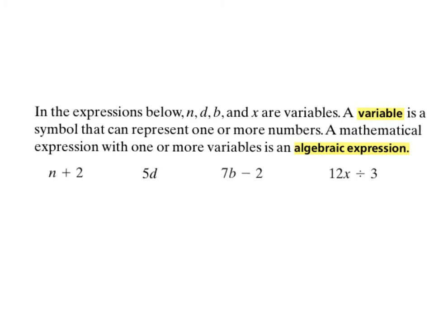In the expressions below, n, d, b, and x are variables. A variable is a symbol that can represent one or more numbers. A mathematical expression with one or more variables is an algebraic expression. So in these examples, the variable is the n, the d, the b, and the x. So it's pretty much any time you see a math problem that has letters in it, it's an algebraic expression, and those letters are there to represent some other value.